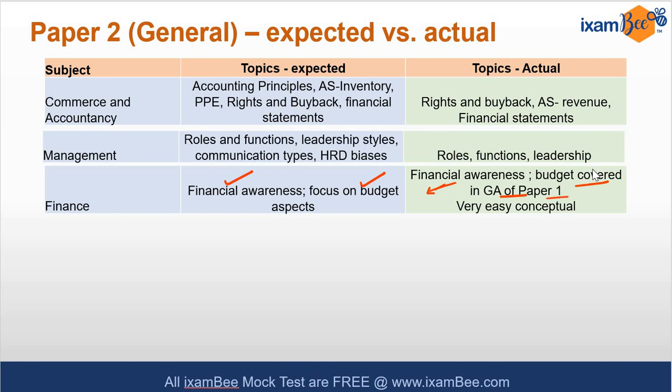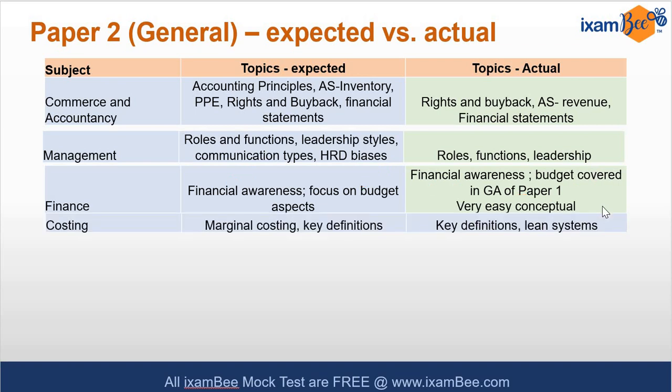So financial awareness was the flavor for the finance topics, and the budget was covered actually in the GA part of paper 1. So very conceptual, simple conceptual questions. Finance mostly everybody has done correct.